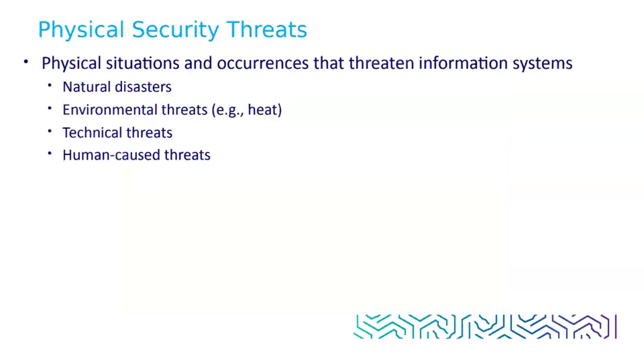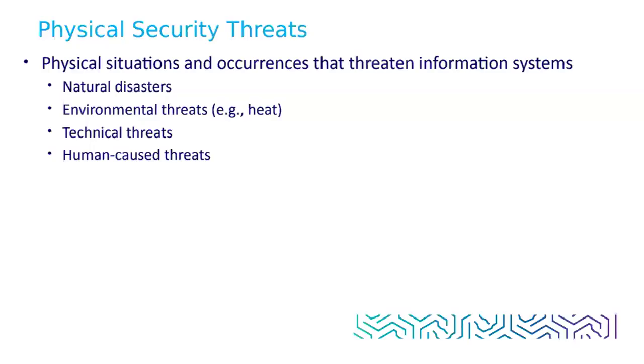Then there are various types of threats that we have under physical security threats. As we know, physical security threats are the events or conditions that can physically damage or disturb the information systems, facilities, or even the supporting infrastructure mechanisms and all. So the physical security threats are the physical situations and occurrences that threaten the information system. And these threats are grouped into four categories.